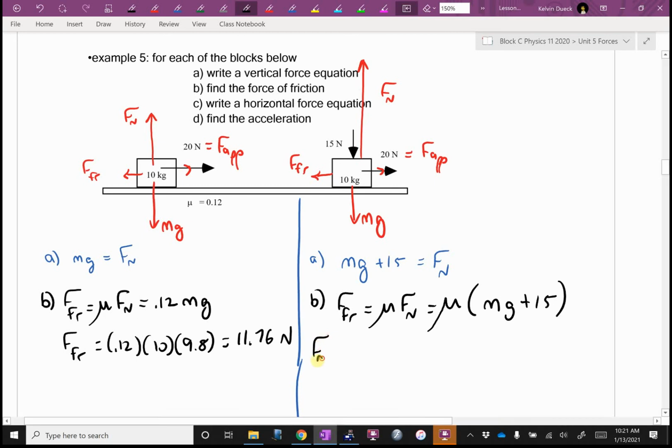So it's going to be mu, 0.12. Do this one in your head, Mr. Dewick. Well, maybe. Times 9.8. Sure, I can. 10 times 9.8 is 98 plus 15 is 113. 113 times 0.12. Ooh, I can do that. 113 times 0.12 is going to be 113 times 0.1, 11.3, so it's going to be 11.3 plus 2.26, 13.56.